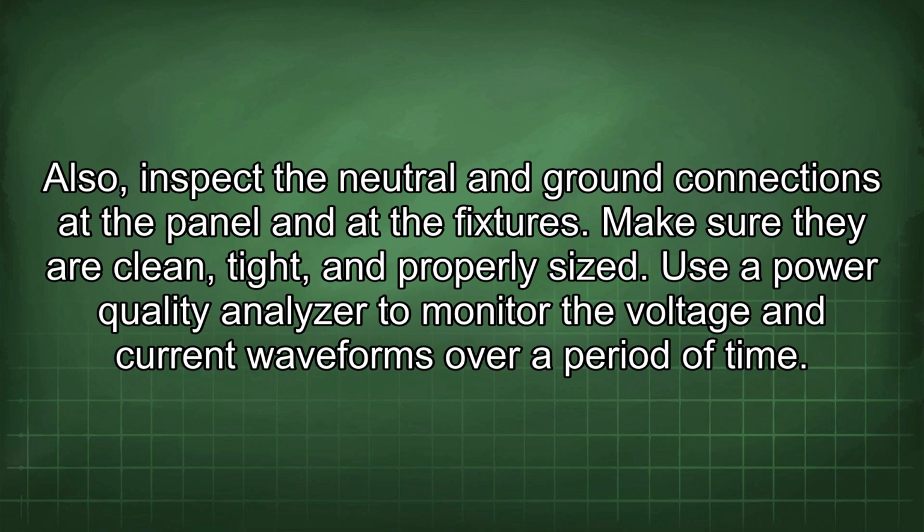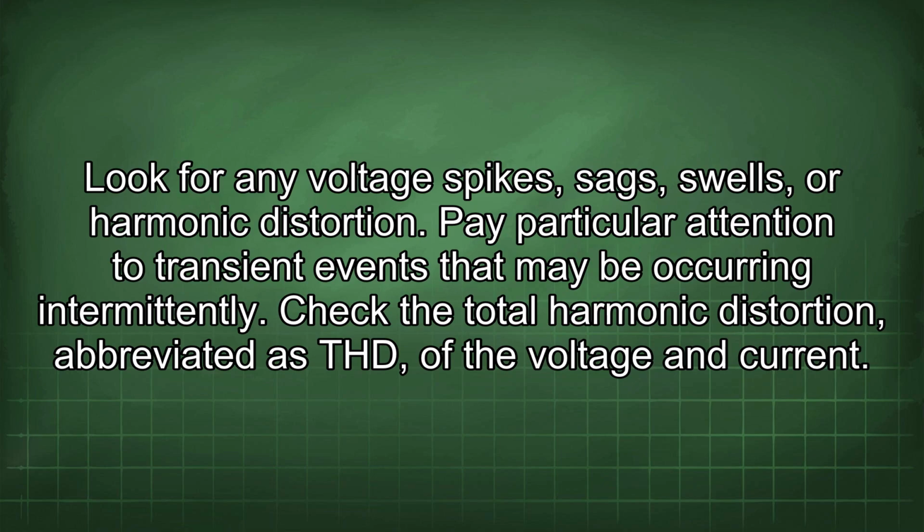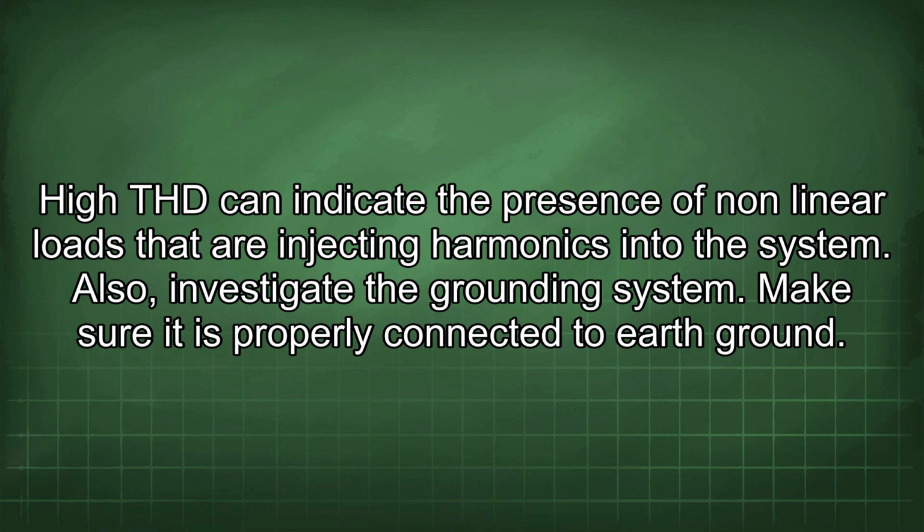Use a power quality analyzer to monitor the voltage and current waveforms over a period of time. Look for any voltage spikes, sags, swells, or harmonic distortion. Pay particular attention to transient events that may be occurring intermittently. Check the total harmonic distortion, abbreviated as THD, of the voltage and current. High THD can indicate the presence of nonlinear loads that are injecting harmonics into the system.